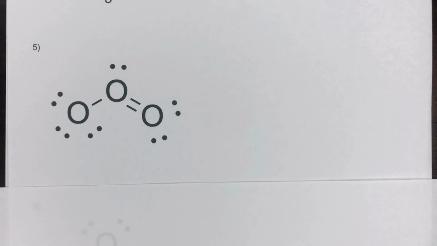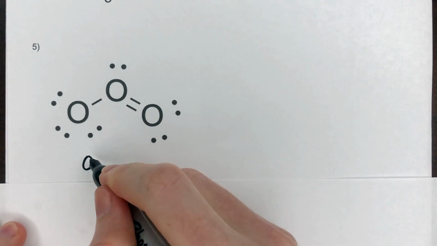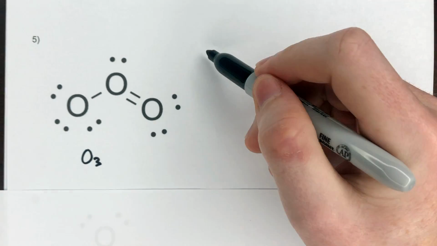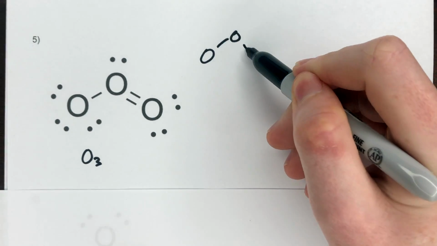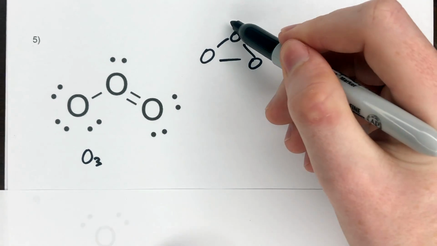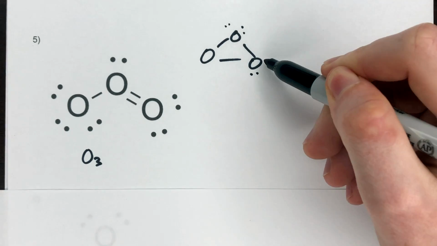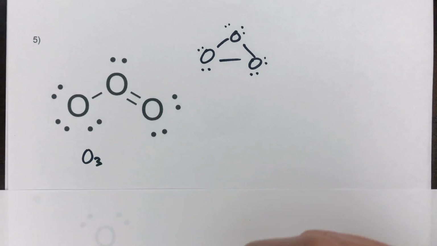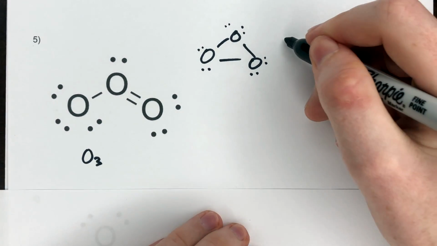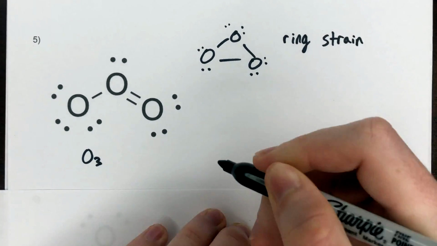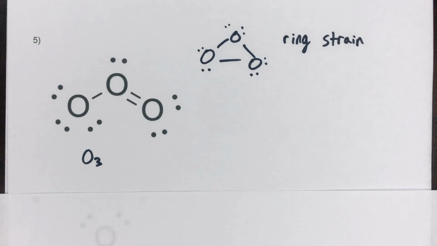Okay, here is the next question. This is ozone, which is O3. A lot of students incorrectly think this structure is actually this 3-membered ring, because if you look at this, this would have no formal charge at any of the oxygens. All of the oxygens would be neutral in terms of formal charge counting, but this is not the structure because this ring strain is far too demanding on this molecule for it to exist in this structure.